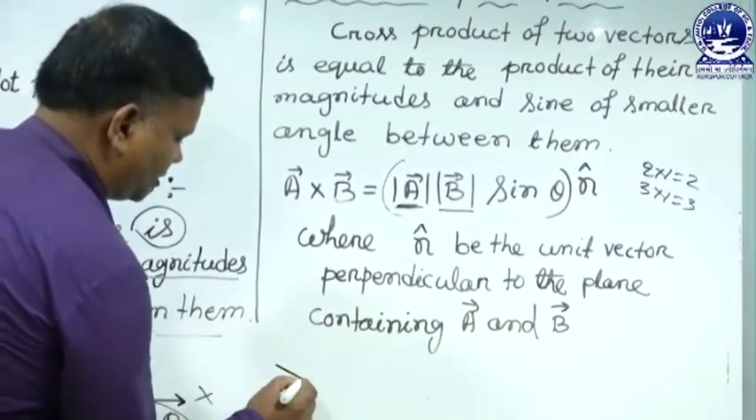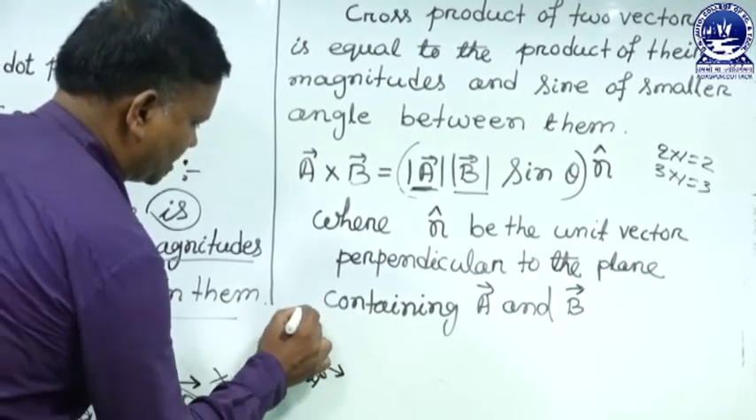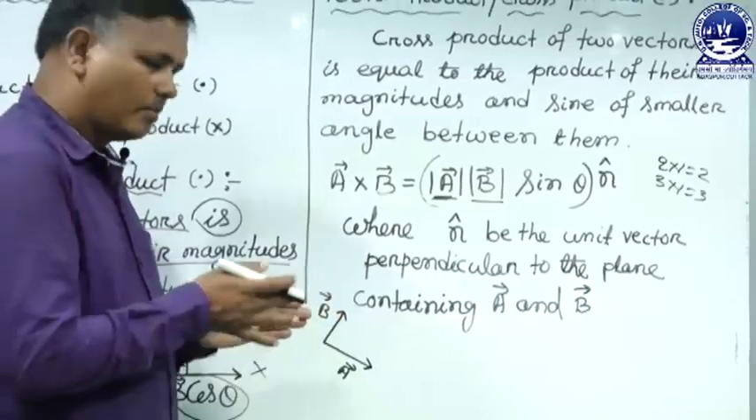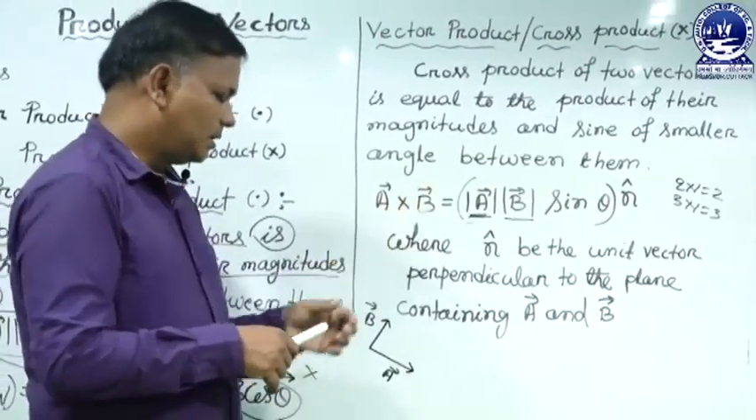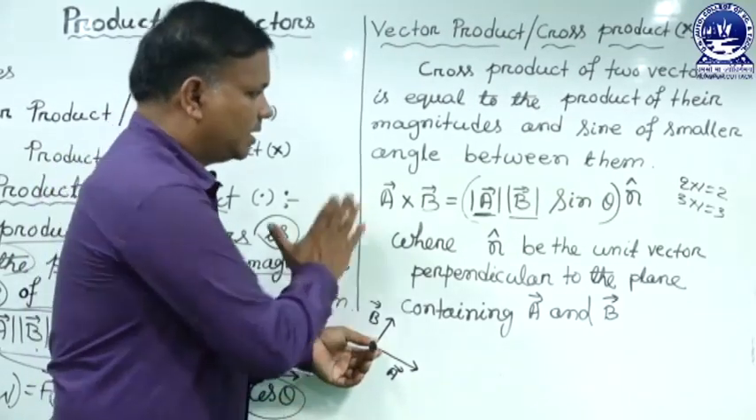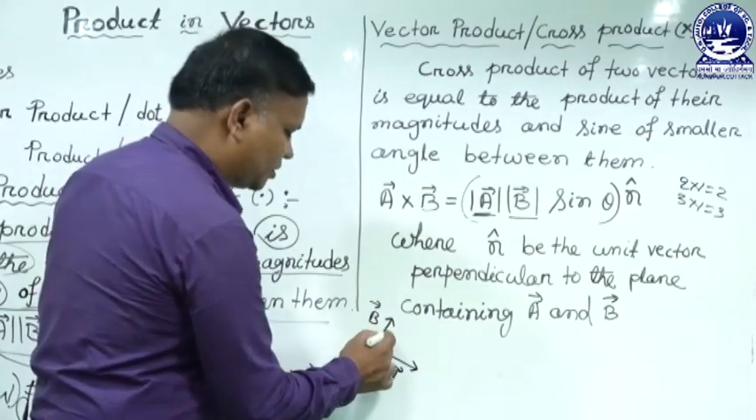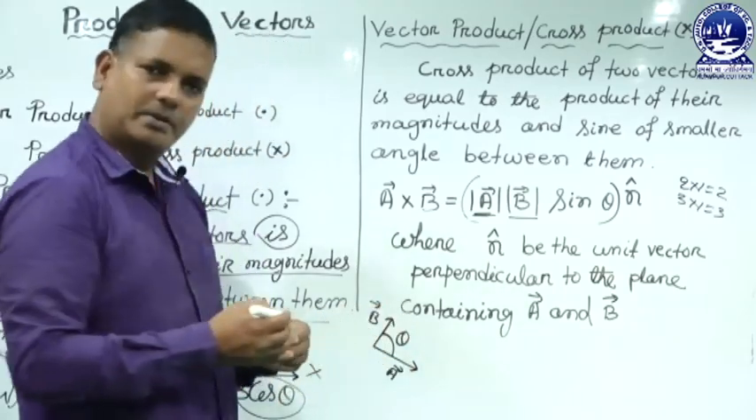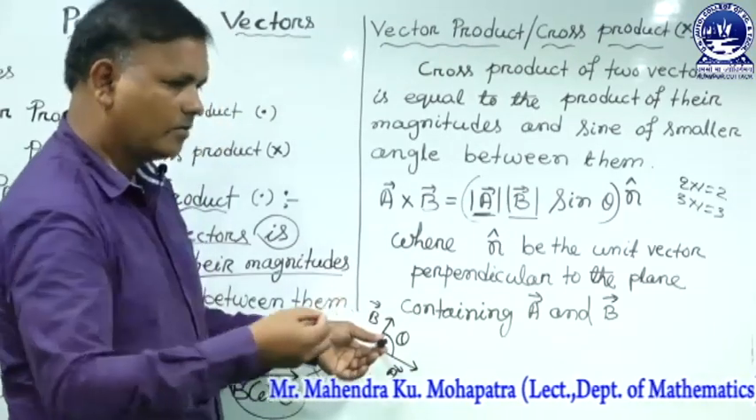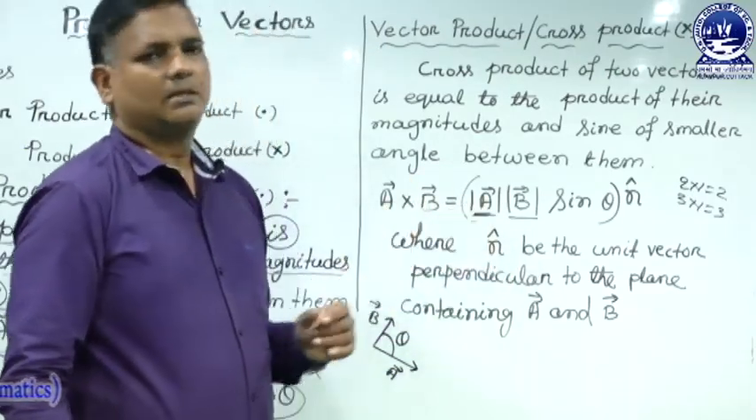Suppose A is the vector in this direction and B is another vector in this direction. When the two vectors are multiplied with each other with a cross, the result will be in this direction. Here the whiteboard contains the vectors A and B. The angle between them is theta. The direction of A cross B is the direction of this marker, that means perpendicular to the plane containing A and B. This unit vector gives the direction of A cross B.